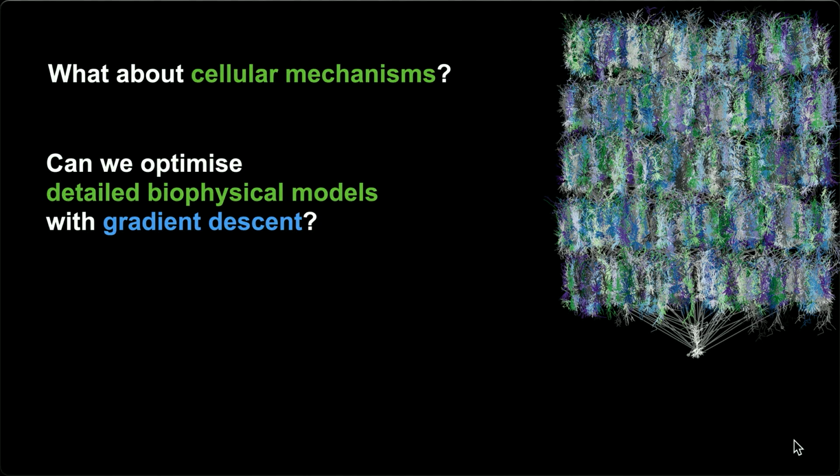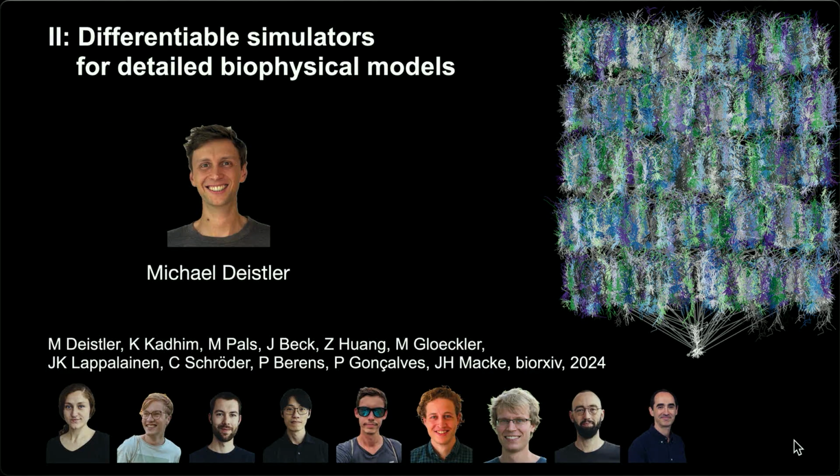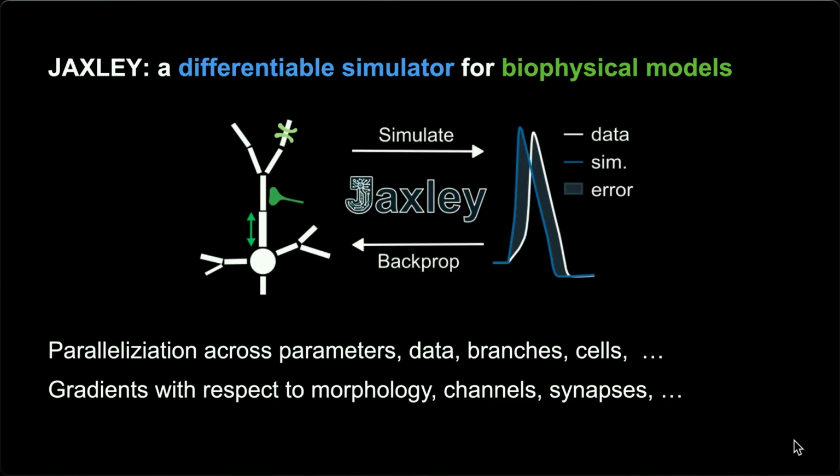What we would have to do is have means to optimize or train detailed biophysical models with tools from deep learning, in particular variants of gradient descent. This is a question that Michael Deisler, a graduate student in the group, asked himself. He said, wouldn't it be great if we had a tool that would allow us to do this? He was thinking of something like the Neuron simulator, but implemented in a deep learning friendly framework, so that you could parallelize across parameters, data, branches, and cells, and importantly, compute the gradient of your model output with respect to all the inputs.